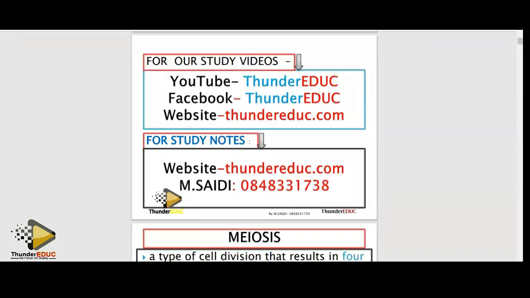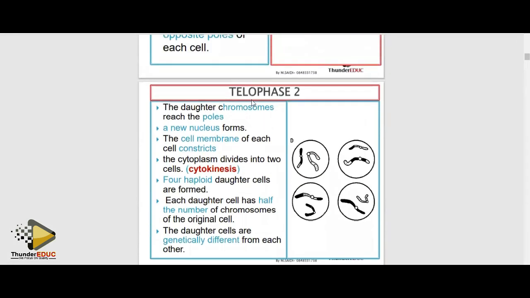We go to our book, and then you go to meiosis. Yeah, it's here, telophase. The daughter cell chromosomes reach the pole, a new nucleus forms, the cell membrane of each cell constricts. The cytoplasm divides into cells, which we call cytokinesis. So the division of the cytoplasm is called cytokinesis. That's how it is answered.